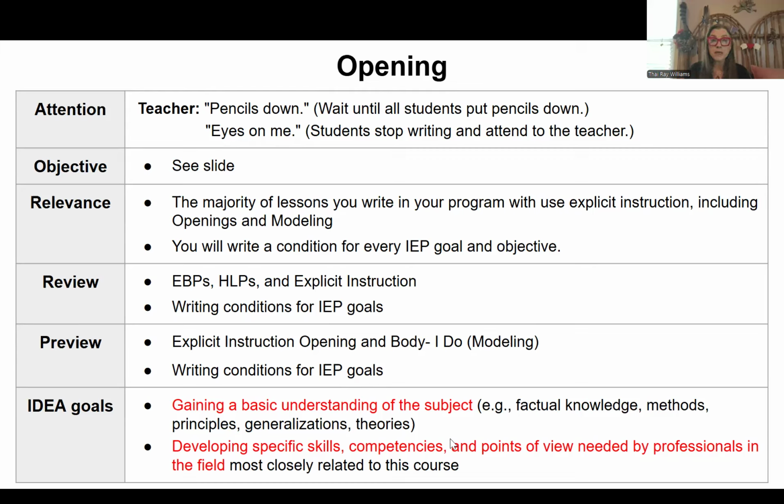We're going to do the same type of thing with the I do portion of the body. And again, you're going to be looking at them, and you have a project coming up in which, with a partner, you will be writing the I do section of a lesson plan.